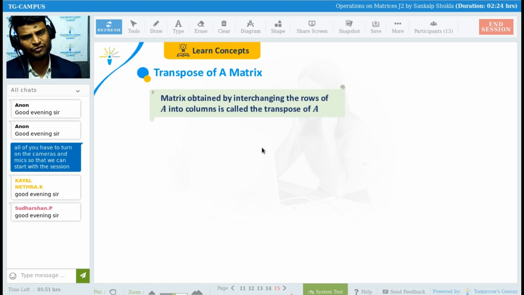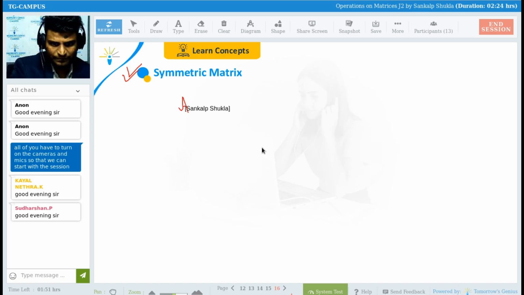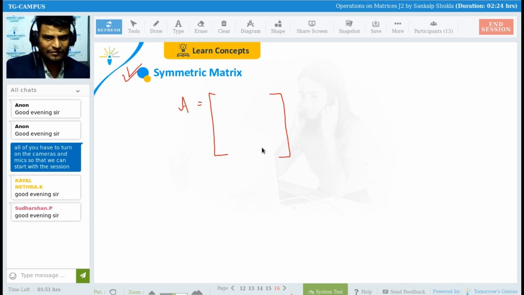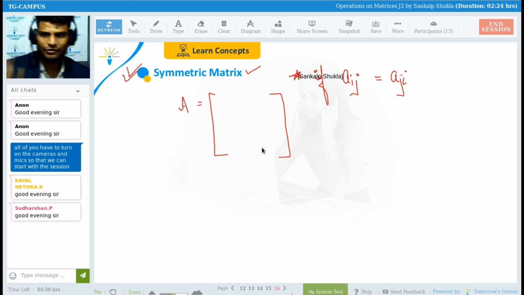The matrix obtained by interchanging the rows of A into columns is called the transpose of A. Fine. Symmetric matrix, a very important discussion. Please, guys, you have to note this down also. Suppose I have a matrix A. I'll write down the condition. What do you mean by symmetric matrix? If Aij is equal to Aji, then the matrix is said to be symmetric.